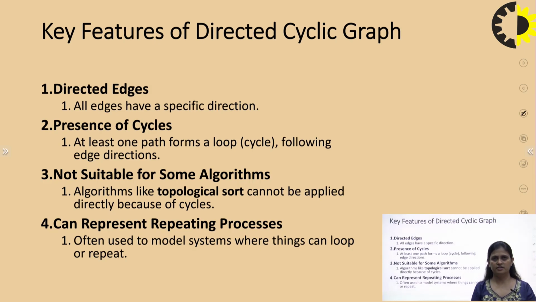Key features of a directed cyclic graph. Directed edges: all edges have a specific direction. Presence of a cycle: there is at least one path that loops back following the edge directions, which makes it not suitable for some algorithms. A directed cyclic graph is not suitable for topological sort because of the cycle. It can represent repeating processes and is often used to model systems where things can loop or repeat.